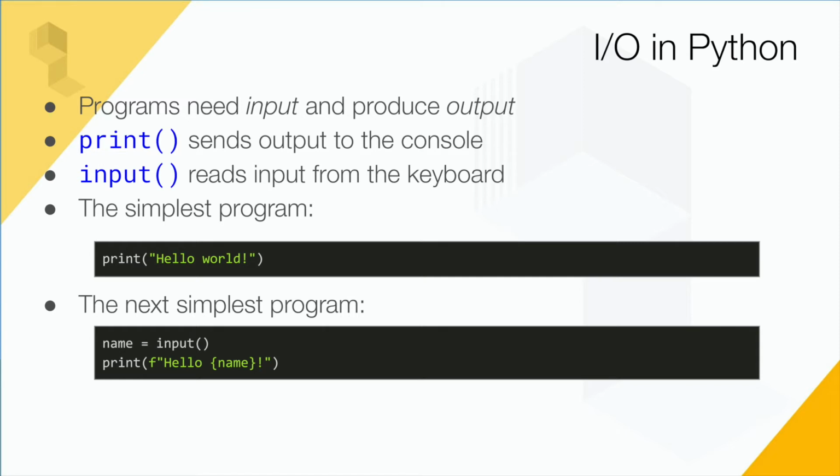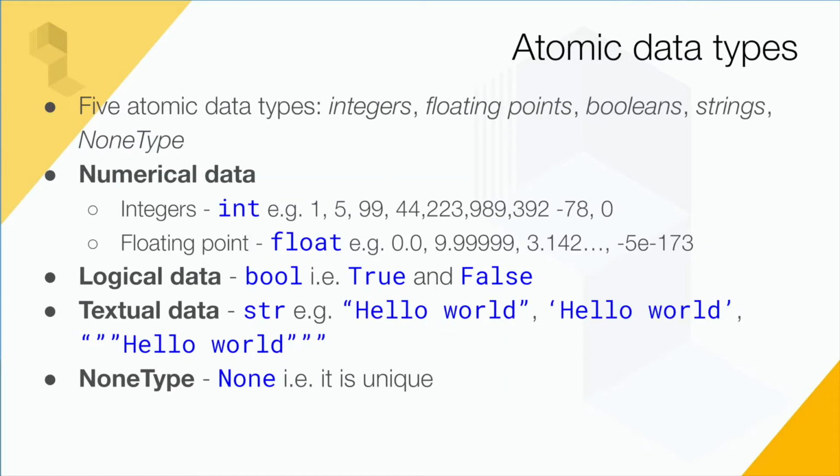To do more useful things with programs, we need to expand the range of things we can represent. We do this by employing various data types. Data types allow us to represent objects in the real world. Atomic data types. In order to represent different kinds of data, Python provides 5 main atomic data types: integers, floating points, booleans, strings, and none. Let's look at each of these in turn.